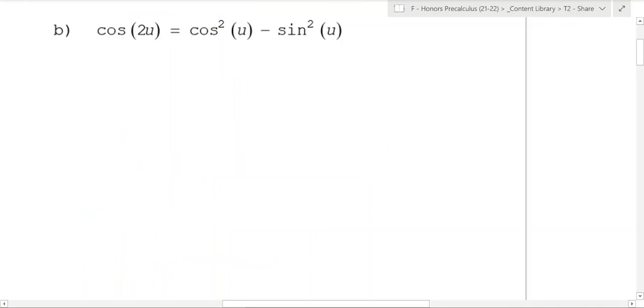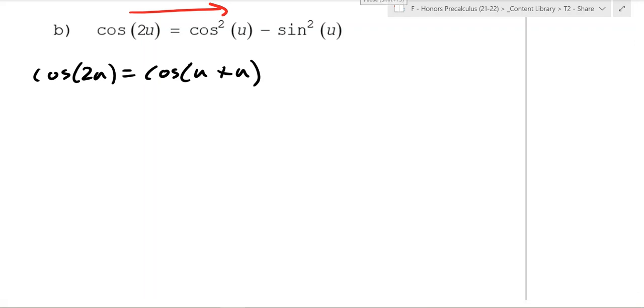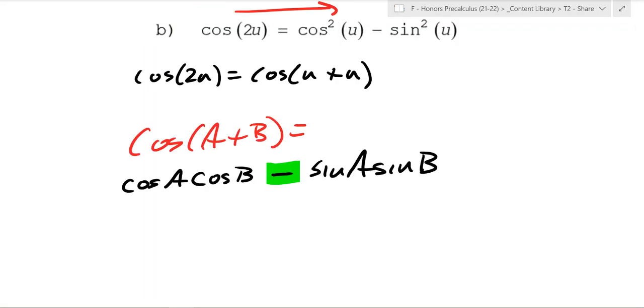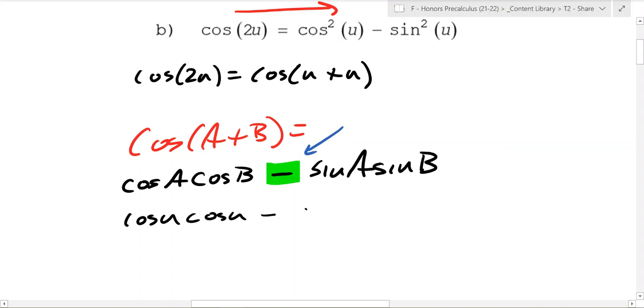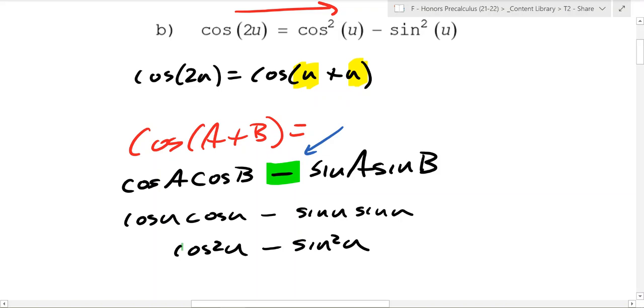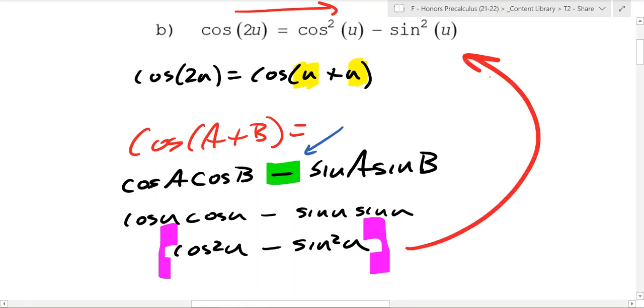What about this one? Well, we're going from left to right, and again, we're going to take cosine of 2u, and we're going to turn it into cosine of u plus u. So what do we use here? We use cosine of a plus b is equal to this. The key here is that there's a minus sign right there. So what that means is you end up with cosine u cosine u minus sine u sine u, because in this case a and b are both just u. So you end up with cosine squared u minus sine squared u. And it might seem like you can do something with this. You can't. It's cosine squared plus sine squared that we know equals 1, not this. So you're done at this point, which is good because it's exactly what we wanted.